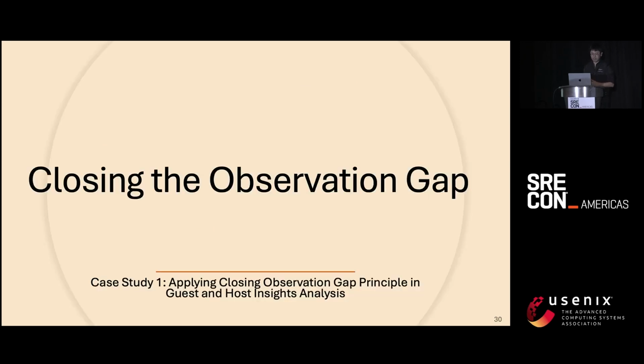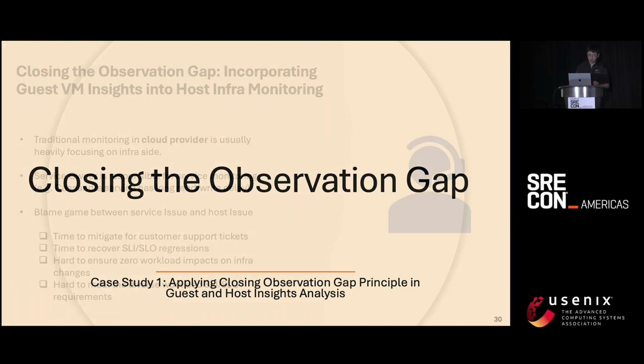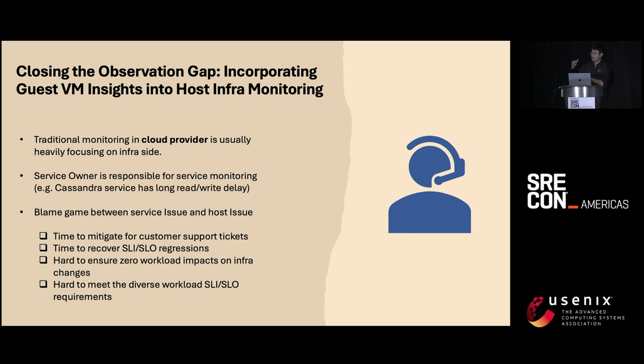So the first case study I want to show is how we apply the closing-the-observation-gap principle to one of the problems we are facing: how to really understand the gap between the guest side and the host side. Right now, a lot of cloud providers and system engineers, when they monitor their system, only care about whether their machine or their component is healthy or not. Usually they think the service owner, like a Cassandra owner from some company A running Cassandra in Azure, is the one monitoring the Cassandra service, but such independent monitoring brings a lot of gaps.